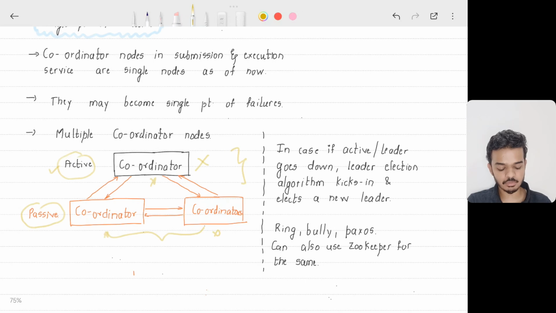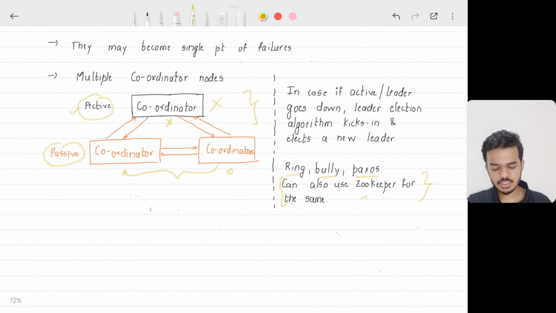In order to elect the leader, based on use case you could pick any of these algorithms. There is ring algorithm, bully algorithm, paxos, or you can use zookeeper also for electing leader. So zookeeper handles that for you, so you can use zookeeper for the same. Okay, so this is pretty much it.